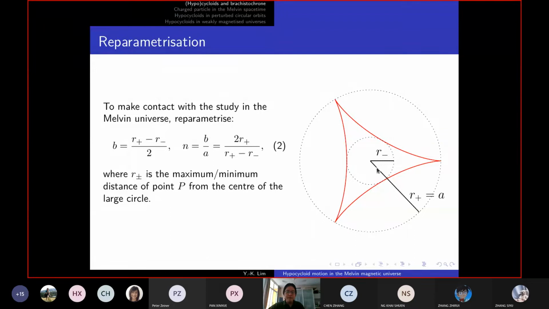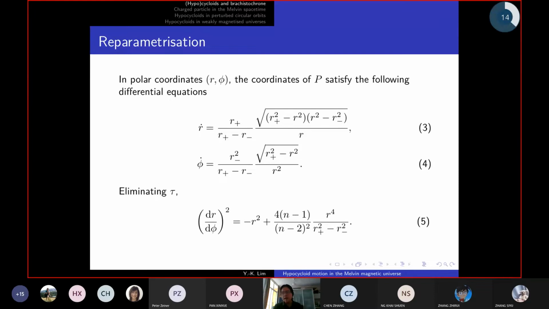From here onwards, we will try to describe the cycloids in terms of these two parameters. The next thing I need is the following: the equations for the hypocycloid are given in terms of Cartesian coordinates, the x and y equations. It will be more convenient later to convert into polar coordinates. And what I really need is the differential equation that is satisfied by the curve, not the equation itself.